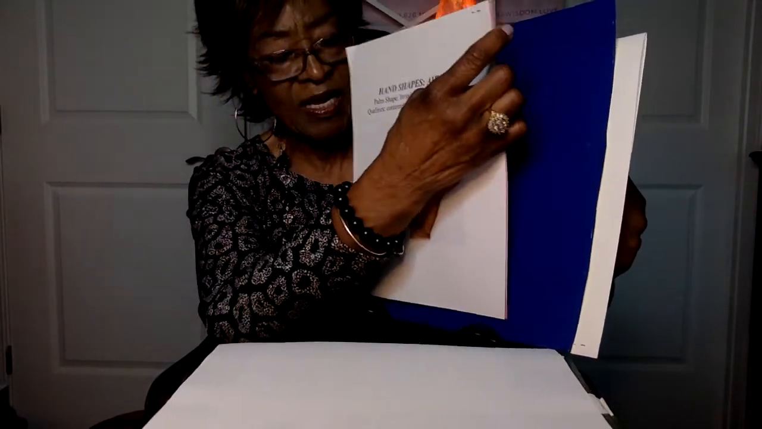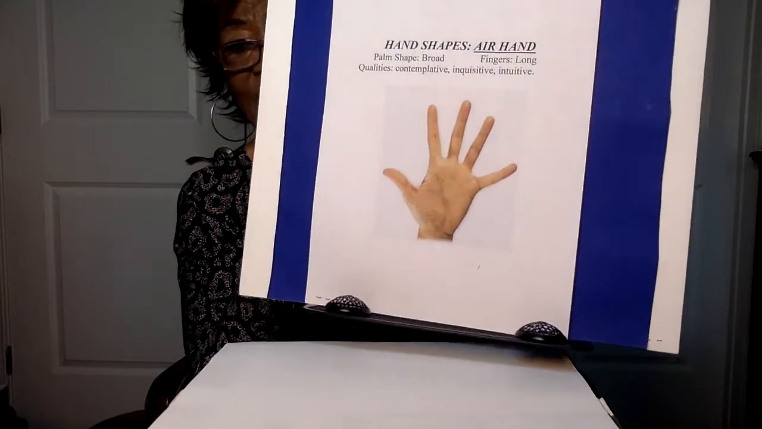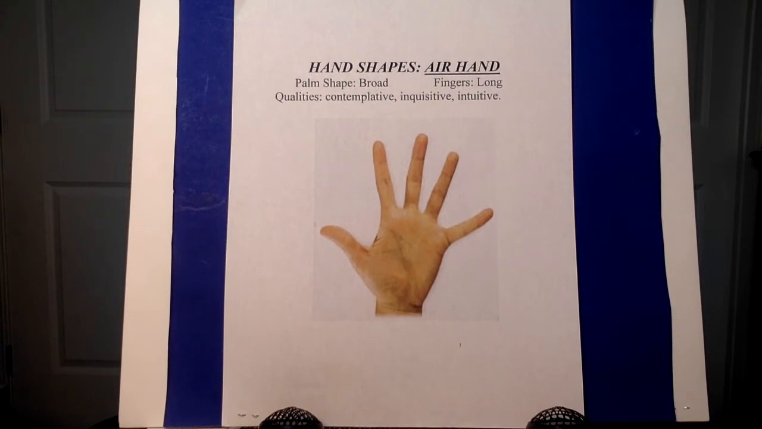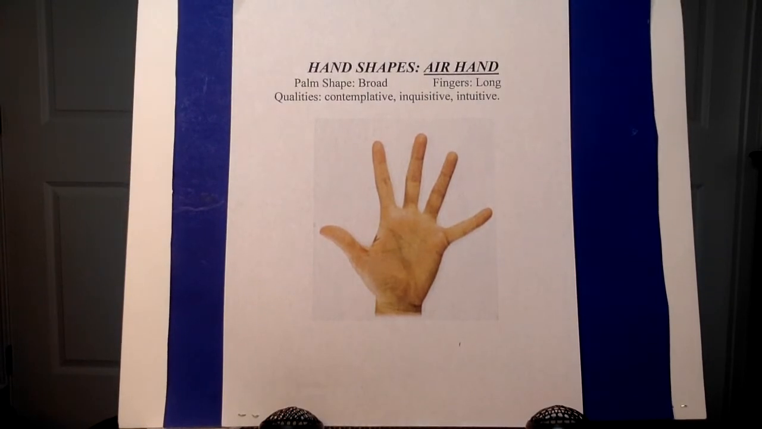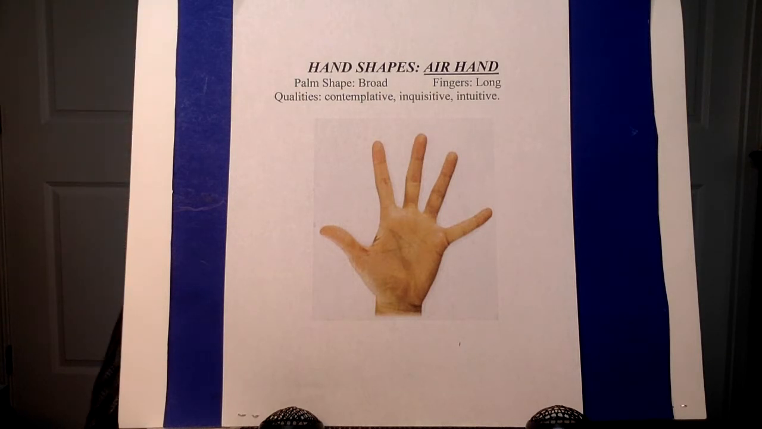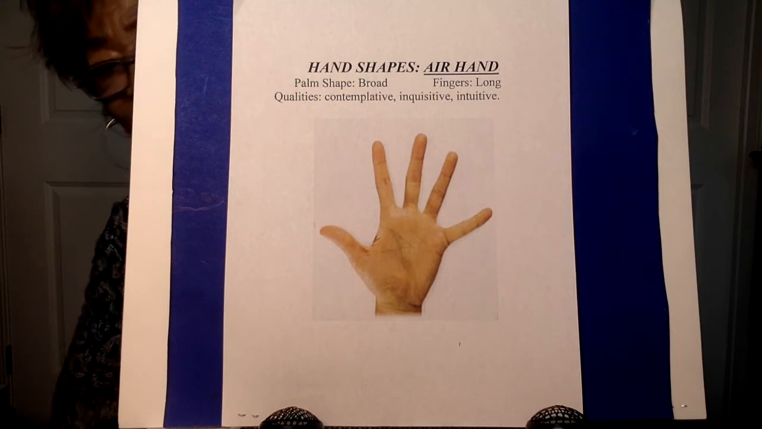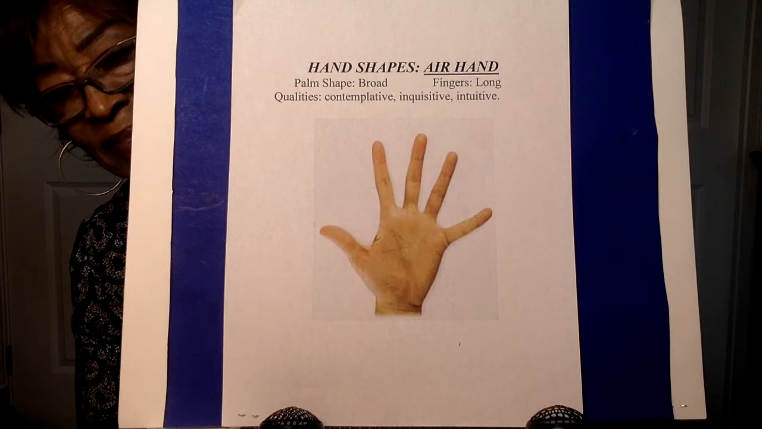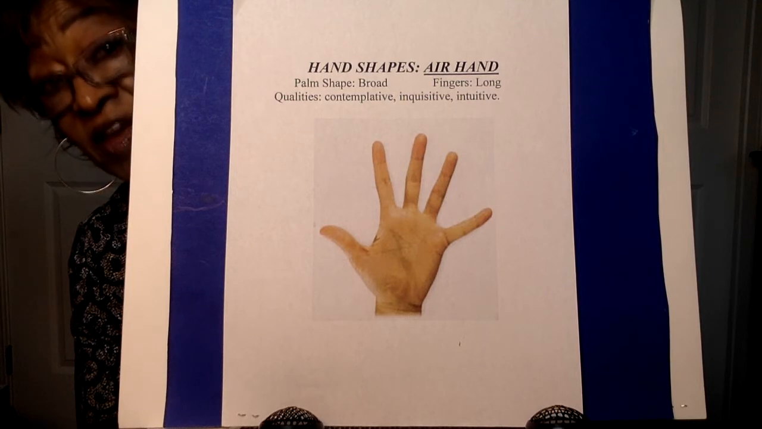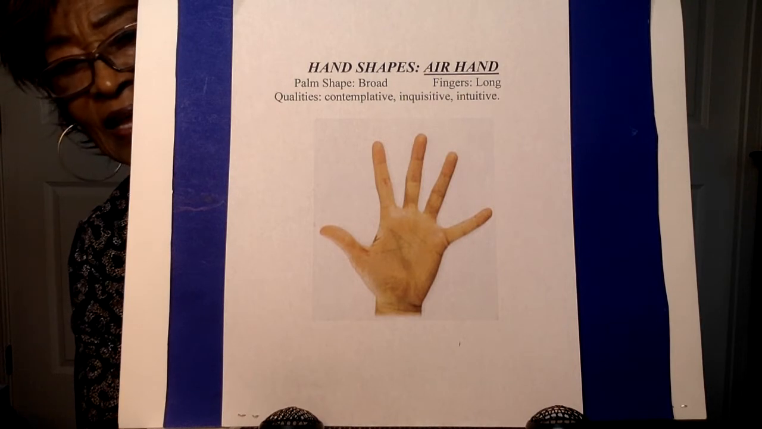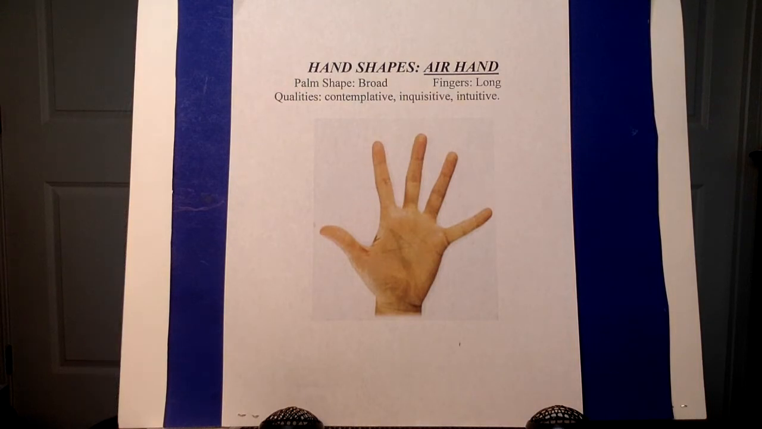Now let's go right on into our last one. With this one, this is the easiest hand to recognize. Why? Because of the long fingers, extremely long fingers. This is the air hand. You see it says broad, and that means it's square. The fingers are very long. Some of the qualities: contemplative, inquisitive, and intuitive.